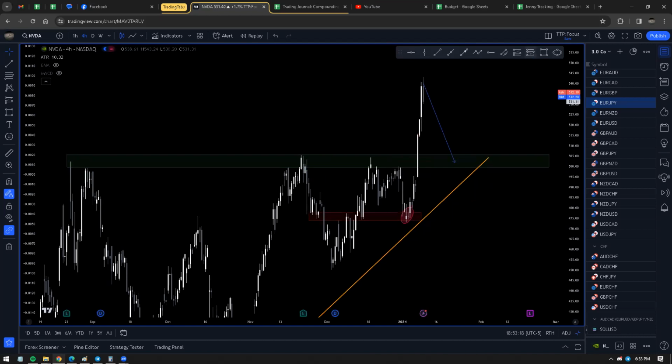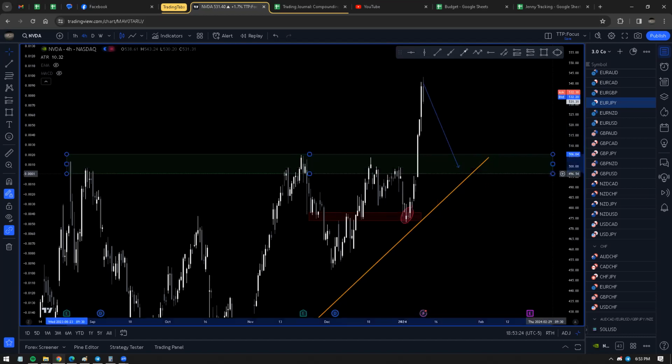If price ends up coming down a little bit deeper into this area here, then I might need to adjust my level for where I'm expecting price to stay within. But then go from there. So that's pretty much it. That's all I'd be waiting for.